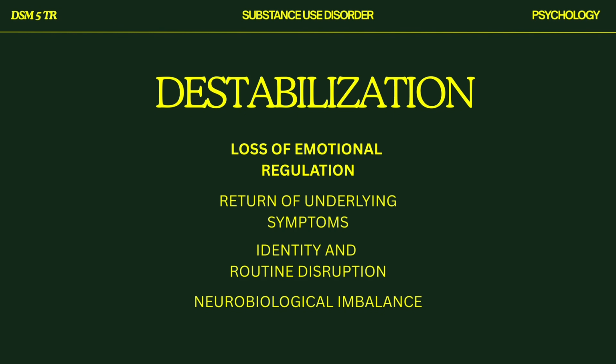Neurobiological imbalance may occur as well. Long-term substance use changes brain chemistry, so removing the substance leaves the brain temporarily unable to self-regulate, leading to dysphoria, irritability, cravings, and stress hypersensitivity. So with that being said, without a replacement coping system, the brain remembers, the substance worked, so I might as well go back to using it. So under stress, returning to use feels like the only way to restore balance.